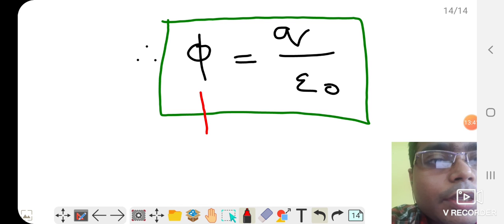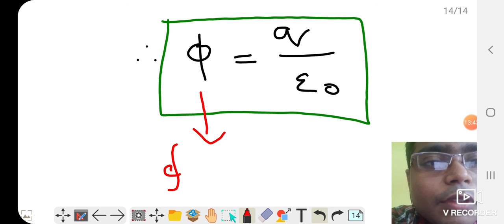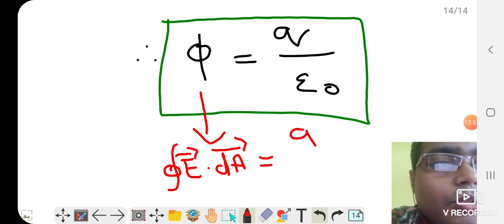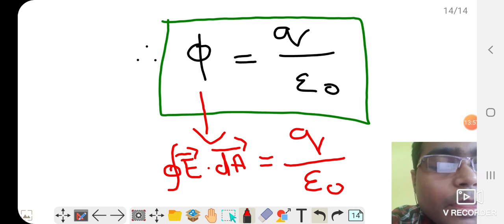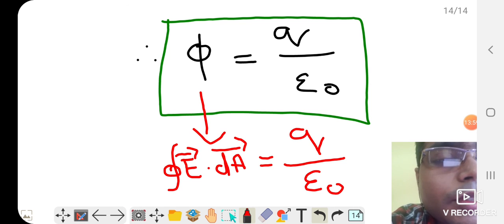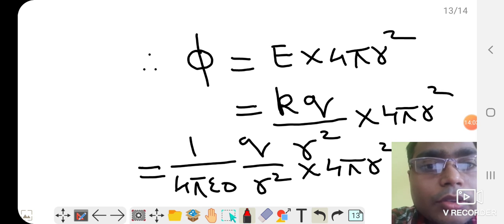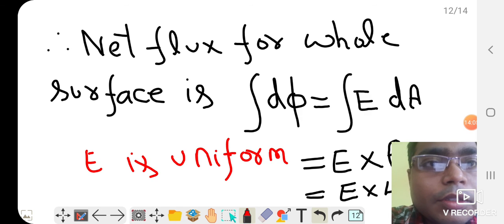So here you can say that the net flux, denoted by E vector dot dA vector, is equal to how much? The total charge enclosed within the surface divided by epsilon naught. So this is our Gauss law. Very important derivation. You have to practice this, and then you will be able to understand.